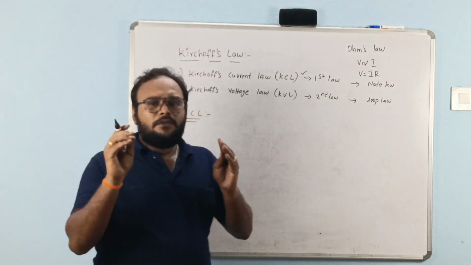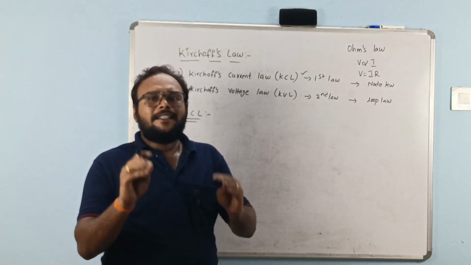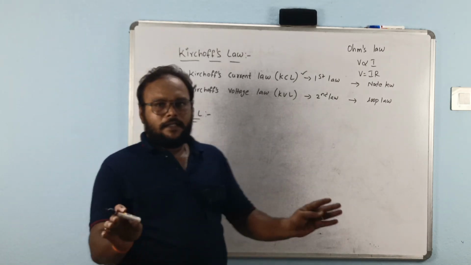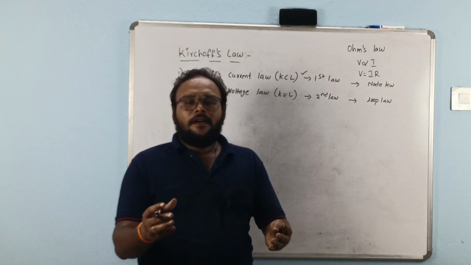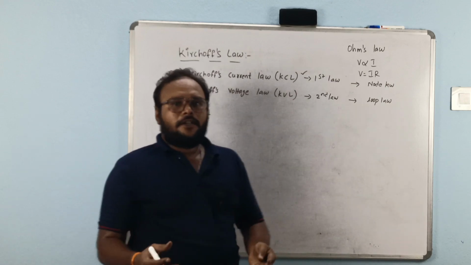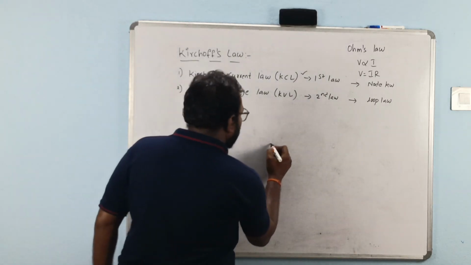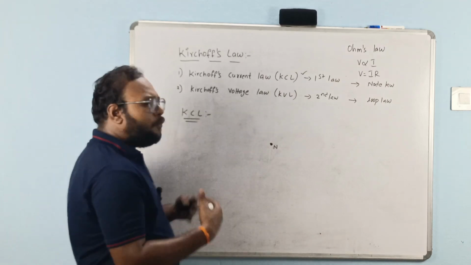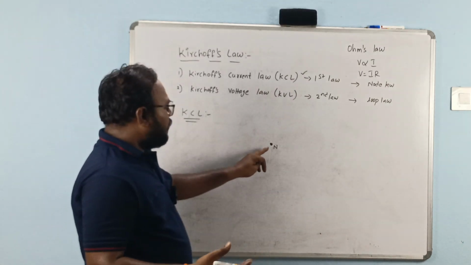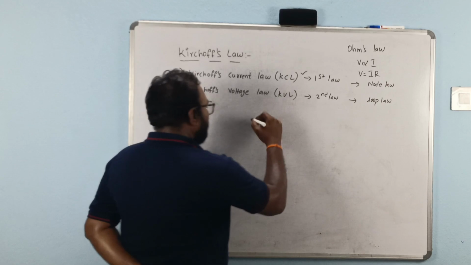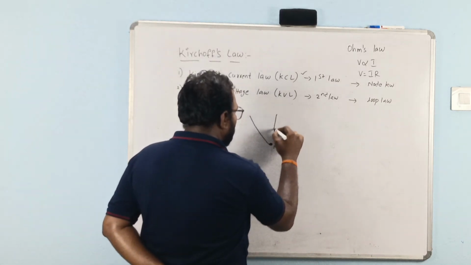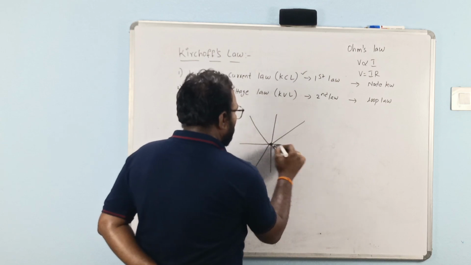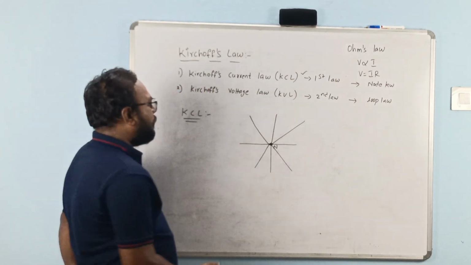Kirchhoff's current law tells only one thing: no current is stored at any point or any node or any junction in the circuit. Let us see here. Let us take a node. Consider a node N here. There are many incoming and outgoing branches at this node. Let us assume these are the different branches.